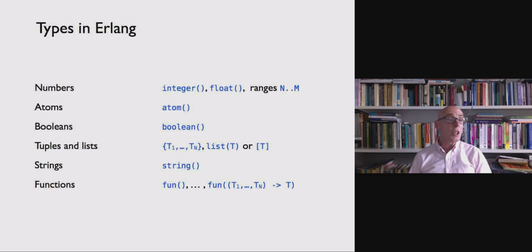And we can say things are of function type. This is something we'll talk about next week. We can just say it's a function, or we can say very specifically it's a function that takes things of type T1 up to Tn and gives us back something of type T.